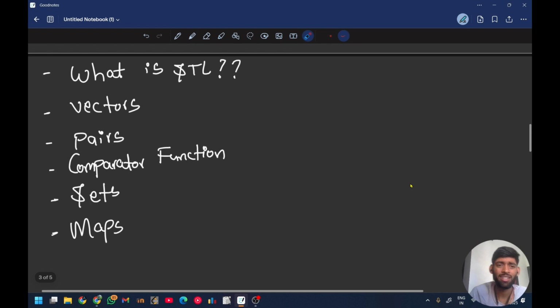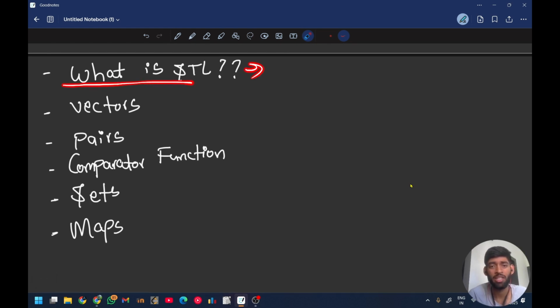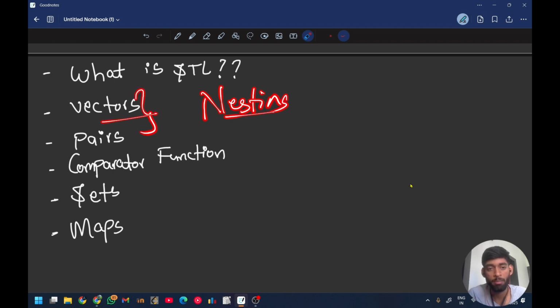Initially we started with what STL is and what it is comprised of. It is mainly comprised of algorithms, comparators, functions, and iterators, mainly four types. We covered all those things. Then we covered vectors, which is the most basic part from which we learn STL. Then we covered pairs, and a very important part, the nesting of vectors and pairs.